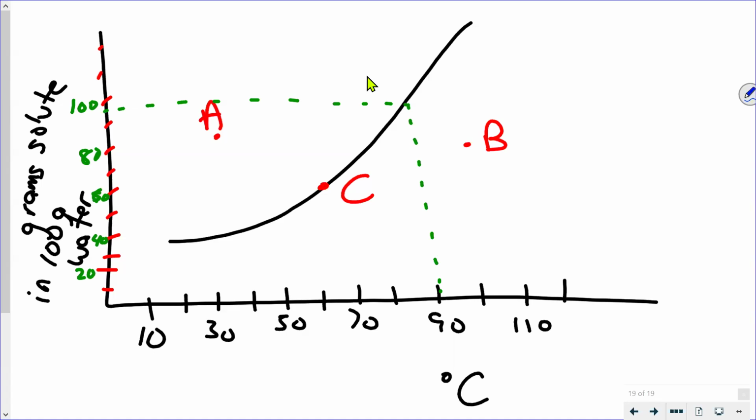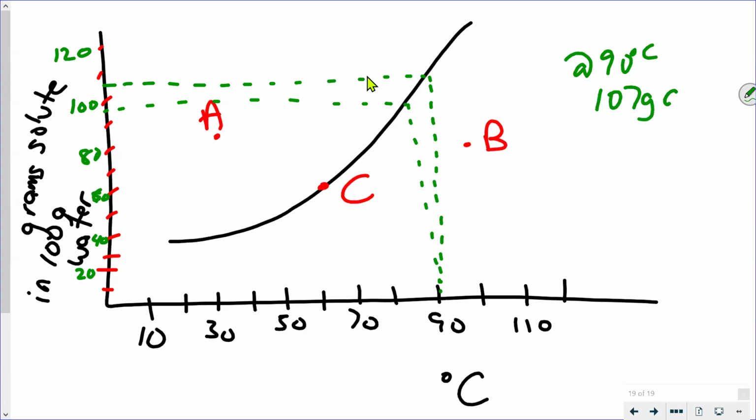So at 90 degrees, how much do you have? 100 grams? Okay. I guess the curve kind of curved. Let's try that again. That's a big difference. So about 110. I guess I could round it to like 107. So let's say at 90 degrees, 107 grams dissolved.